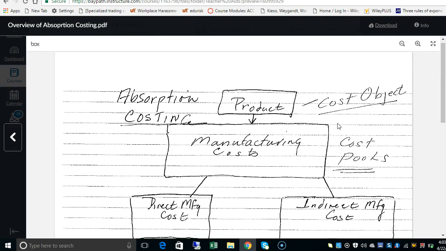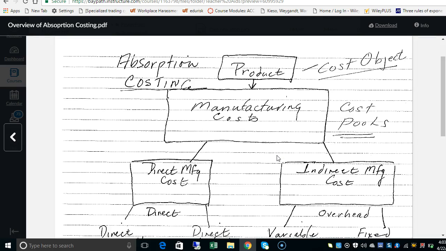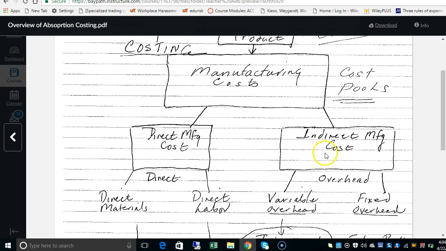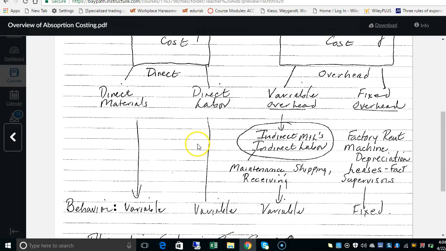So absorption costing is really a definition of manufacturing costs. When we get into contribution margin or variable costing, both will use the same costing, except variable costing is more behavior driven. How do costs behave when it comes to making a product rather than definition? Slight difference.